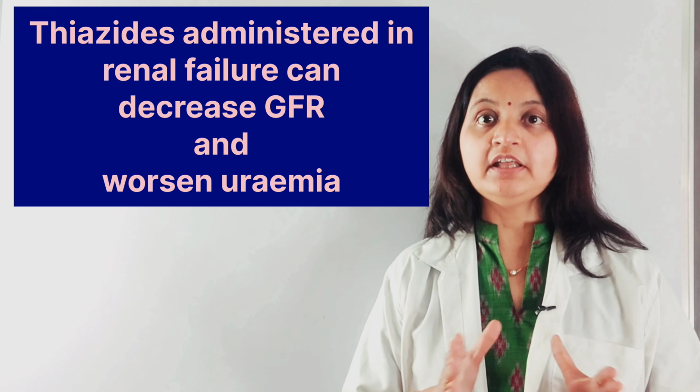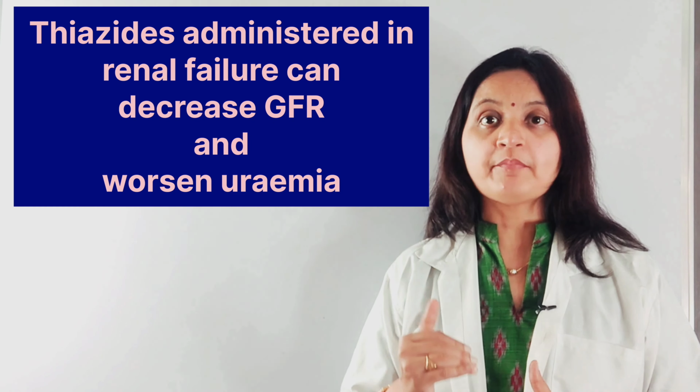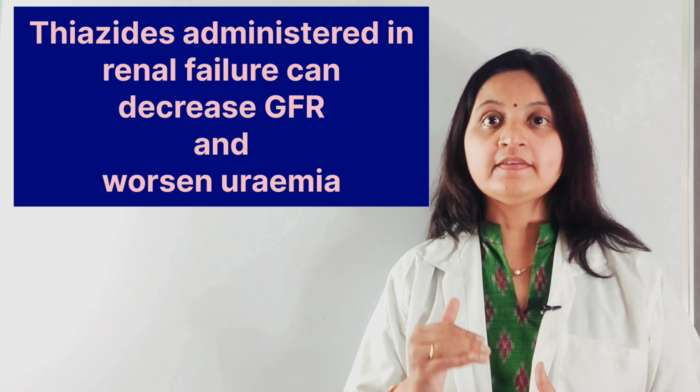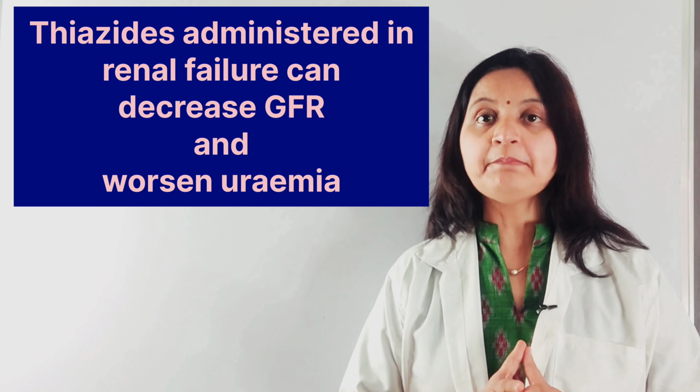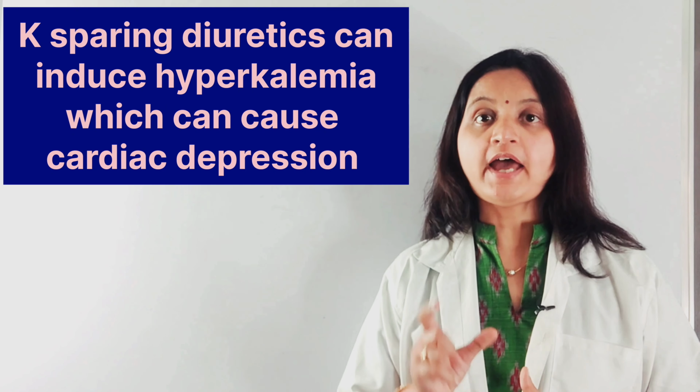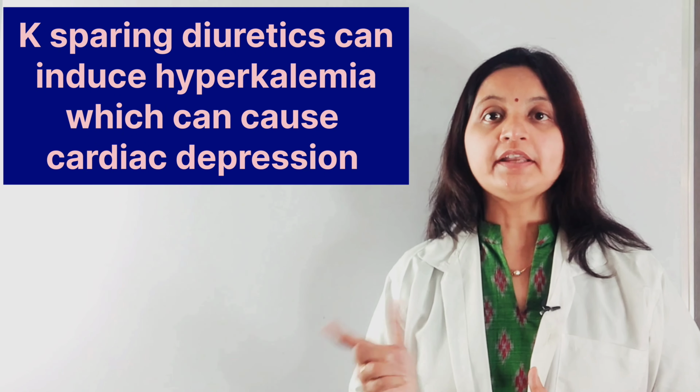Thiazides administered in renal failure can decrease the glomerular filtration rate and worsen uremia. Potassium-sparing diuretics can cause hyperkalemia and induce hyperkalemia-induced cardiac depression.